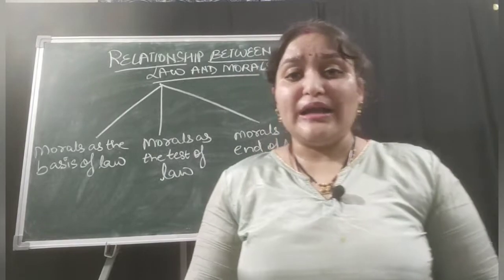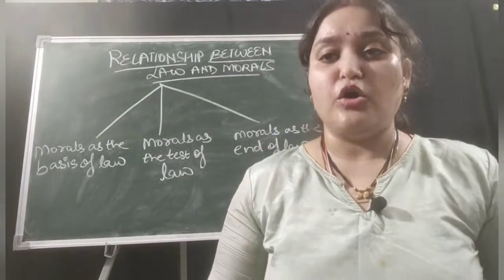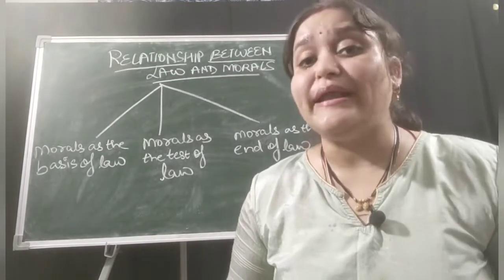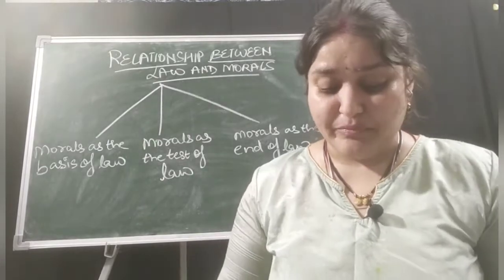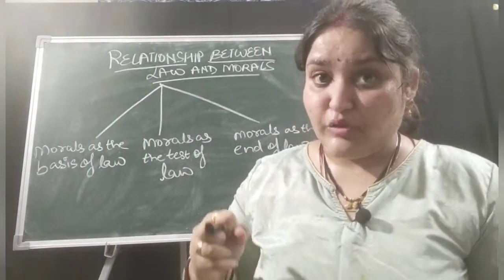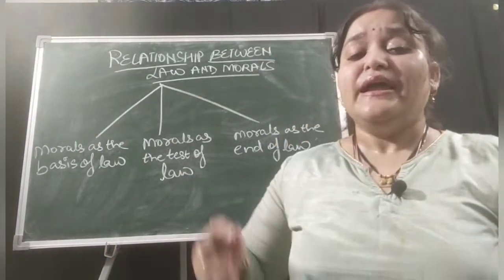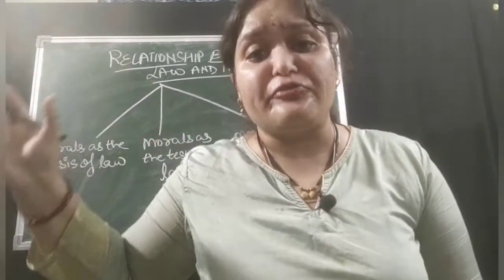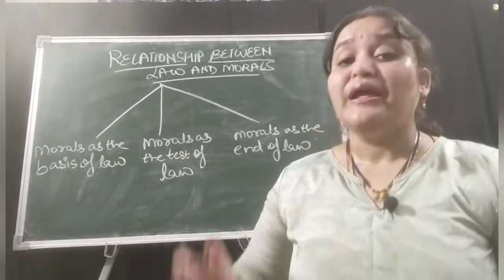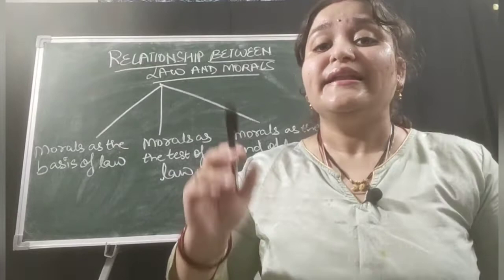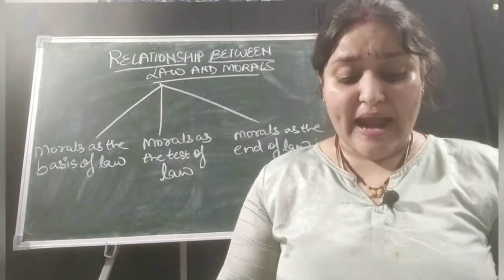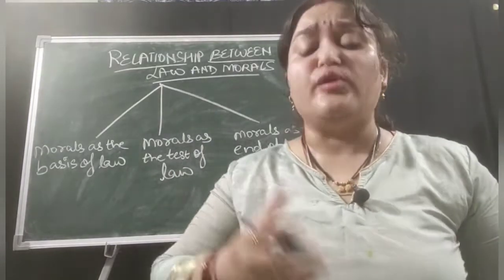And in the end, I would like to conclude that although legal rules are concrete and complex, and it is very difficult to make them, laws are basically derived from morals. It is not said that laws are only derived from morals. There are many sources of laws, morals being one of them, and hence it is very important that there should be a relationship between the law and the morals. And there are many other sources of law as well.